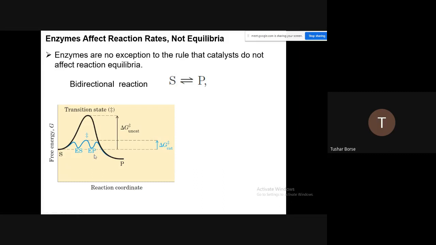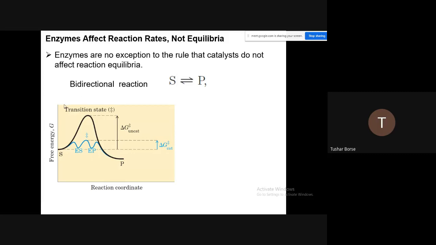So what does it indicate? Unless you provide energy sufficient to meet the energy of activation, your substrate will not be converted into the product. From this we can make a statement: the higher the energy of activation, the slower the rate of reaction, because it will require a higher and higher amount of energy, so obviously the rate is going to decrease. Keep this statement in mind: the higher the energy of activation, the lower the rate of reaction.